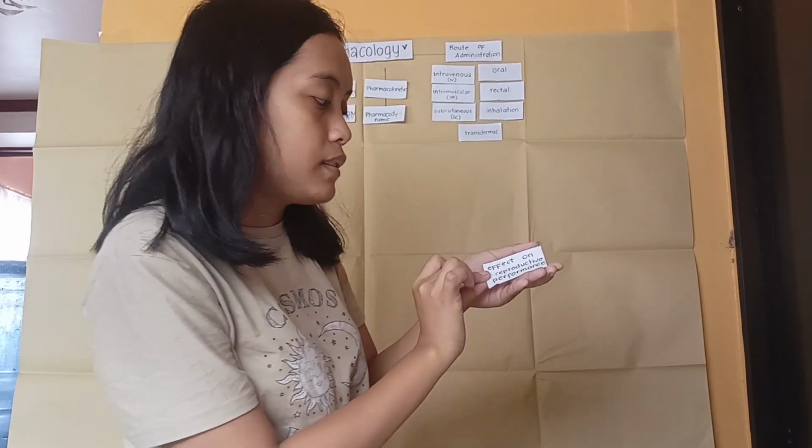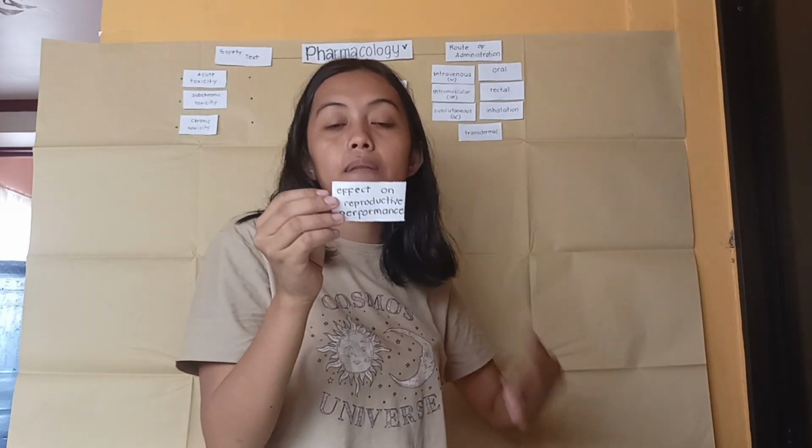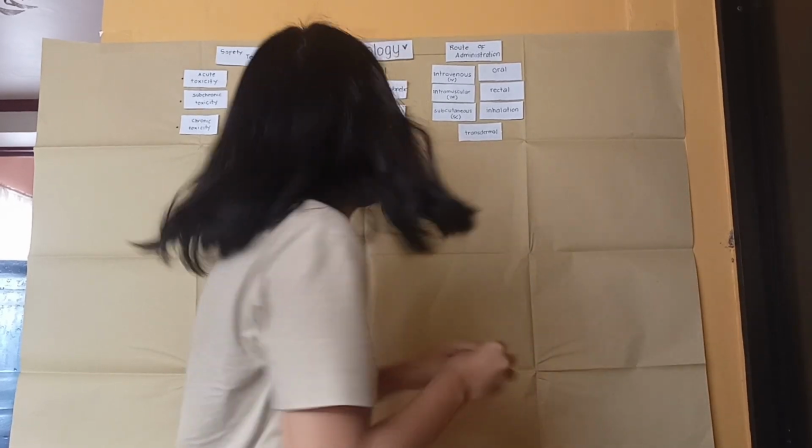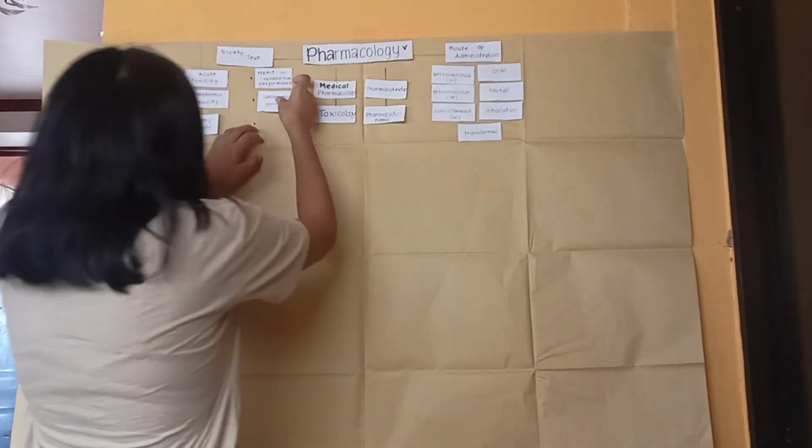Next, we have the effects on reproductive performance, which covers animal mating behavior, reproduction, progeny, birth defects, and postnatal development. We also have carcinogenic potential, which determines gross and histologic pathology. And lastly, we have the mutagenic potential, which tests effects on genetic stability and mutations in bacteria, which is used for AIDS.